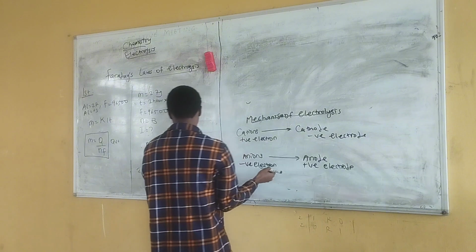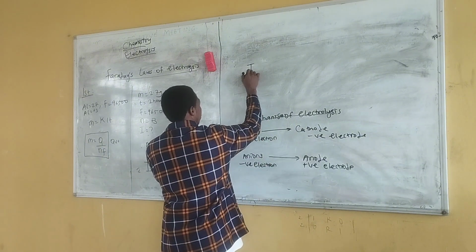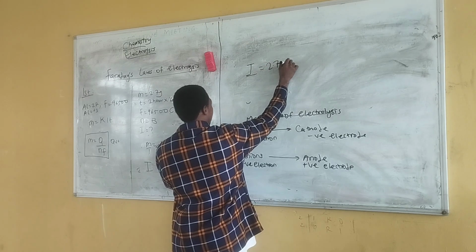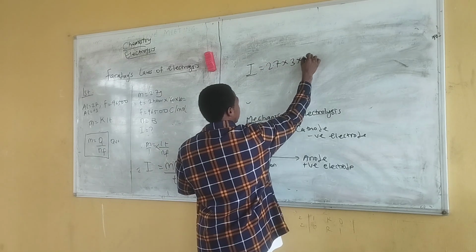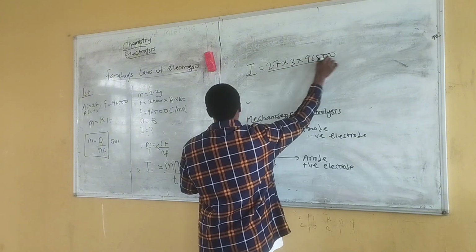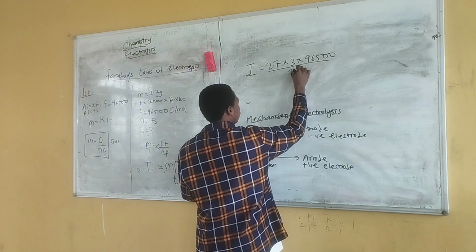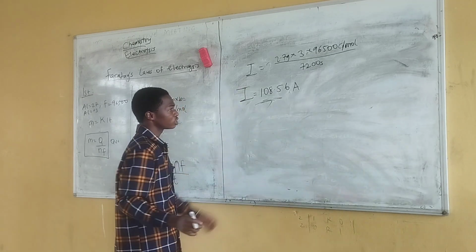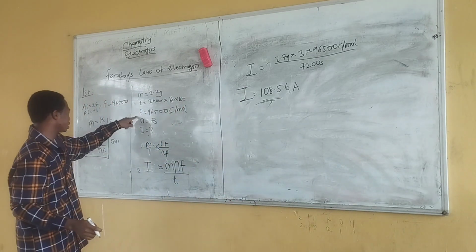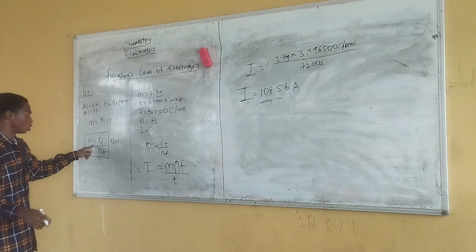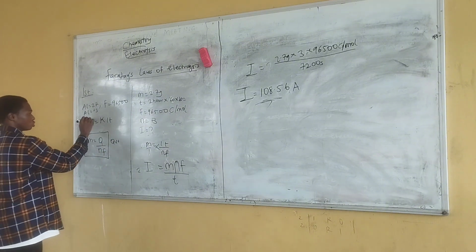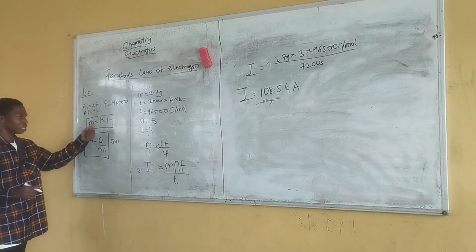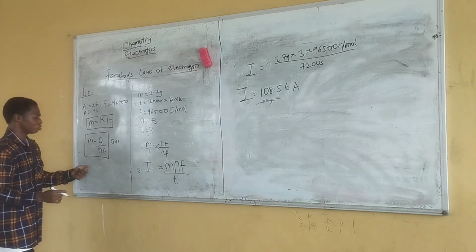So from the solution now, I was not given. That's what we're looking for. M is 2.7 times n is 3 times 96500 over T, 7200. So I is equal to this. So always first of all write out the parameters. When you write out your parameters, it gives you the idea on what to do and the formula to use. So these are the two formulas you use in the first law. You either use mass is equal to kIT or you use mass is equal to Q over nF.